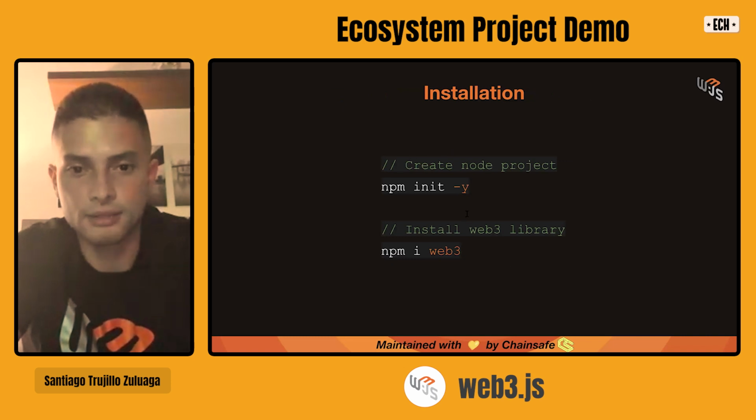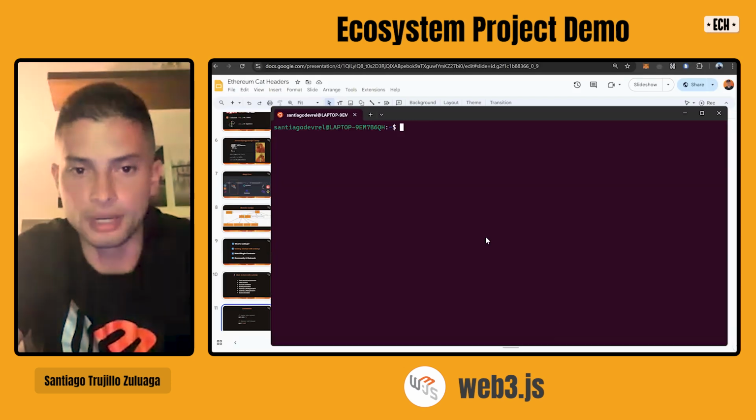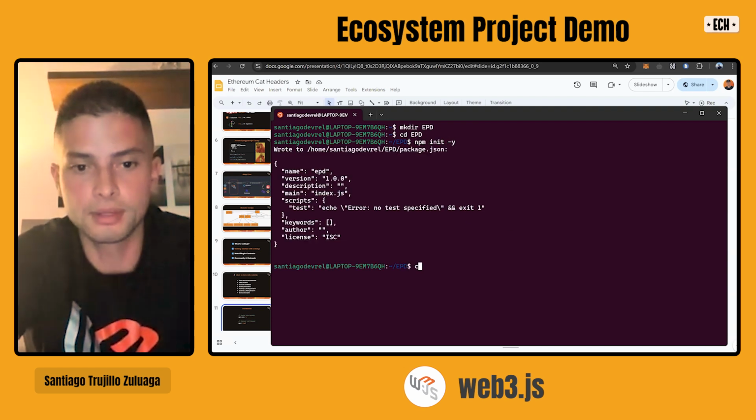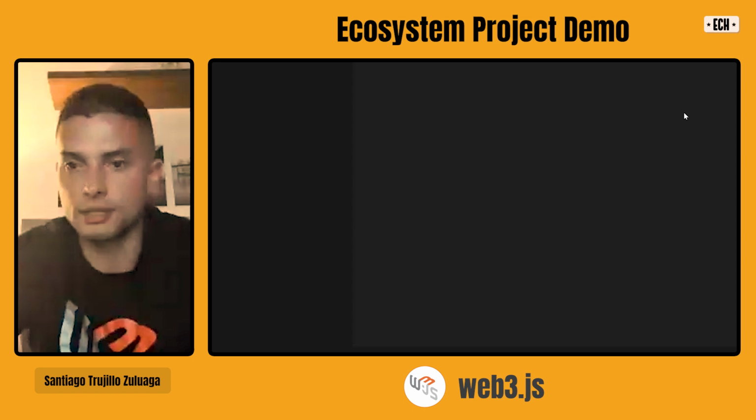Okay, so the first thing that I will actually do now is to create a node project here. So I will call it EPD, cd EPD. Perfect. And then here, I'm just going to create a node project. And then let me just open this in the code editor.